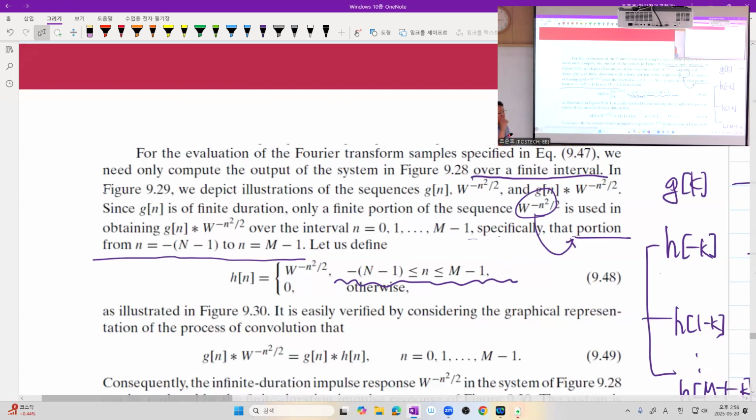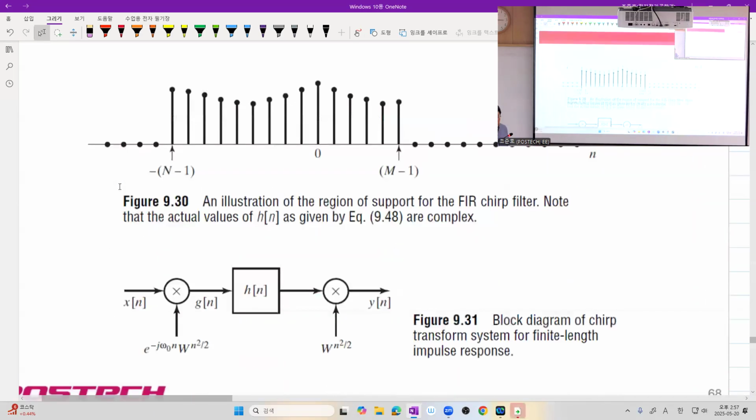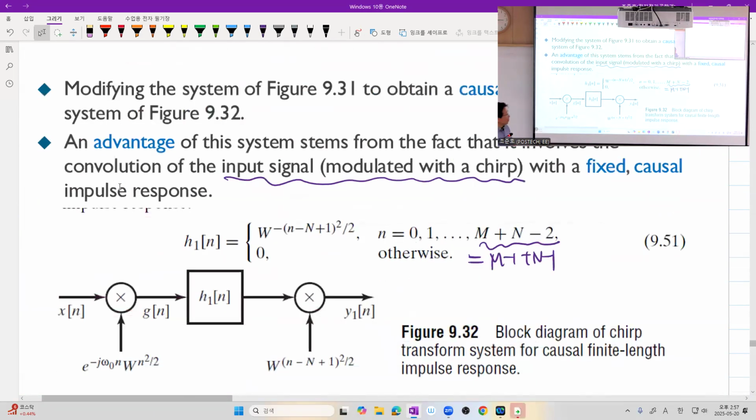And of course, the authors kindly say that if you really want to implement this using a delay component and memory, like you implement the system using a linear constant coefficient difference equation immediately, then you need a causal system. So why don't you delay the impulse response so that you have a causal system, something like that. So they also talk about this causal implementation method.